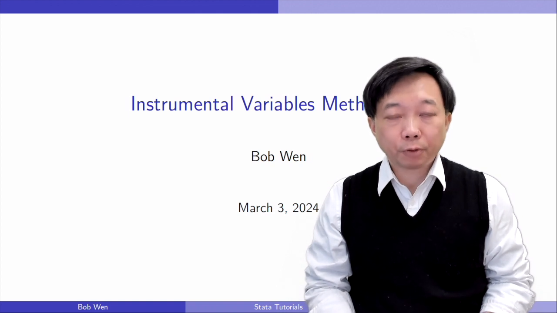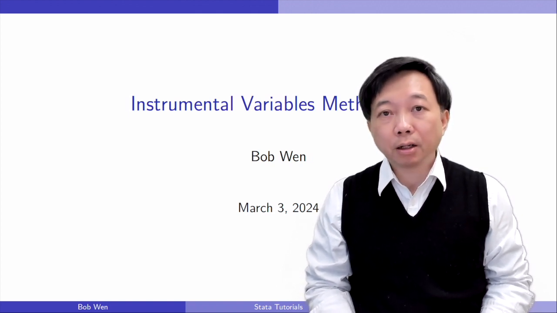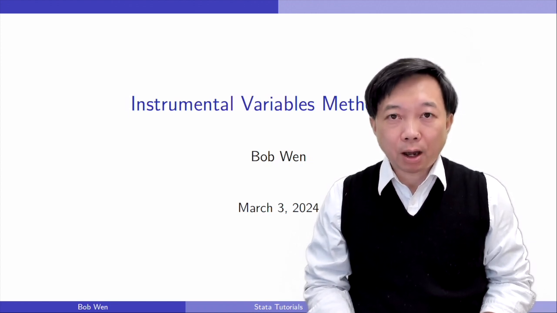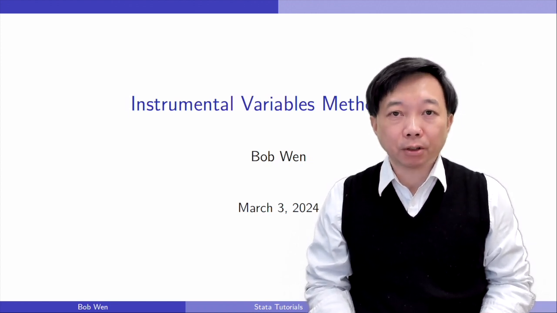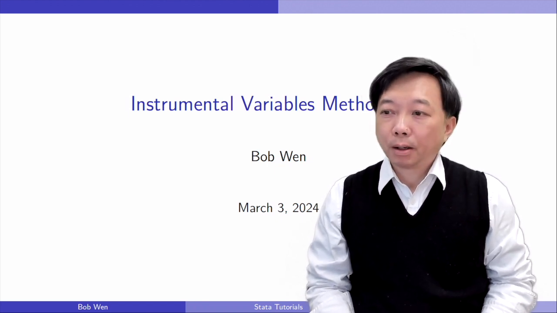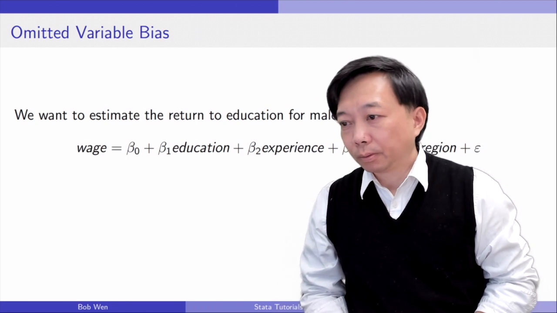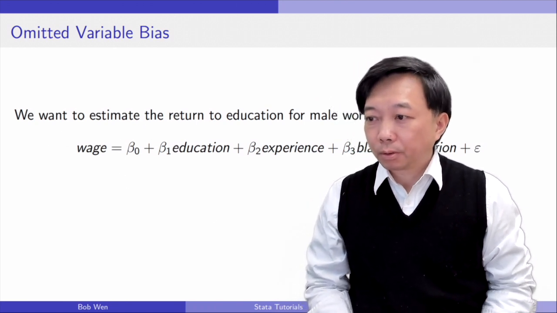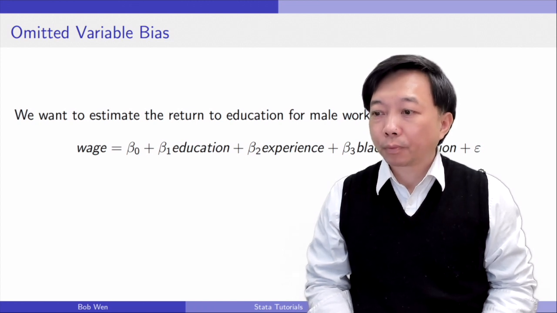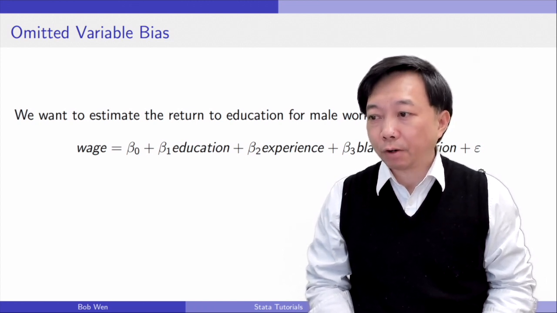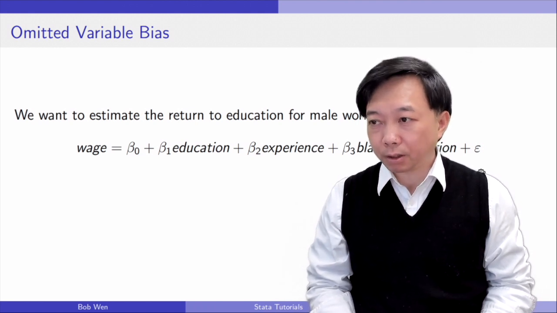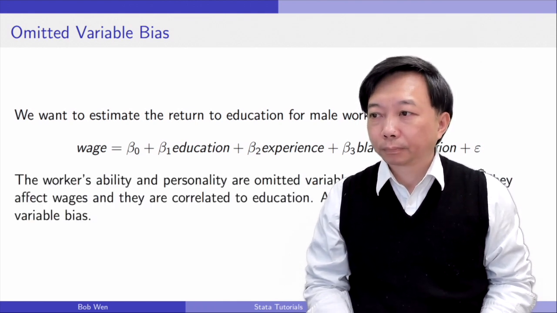The challenge of using observed data in our research is whether the estimates are unbiased or consistent estimates of the true parameter. In this OLS model, we regress wage on education, experience, race, and region variables. We have no data on the worker's ability or personality.